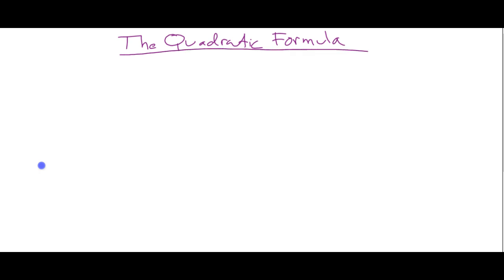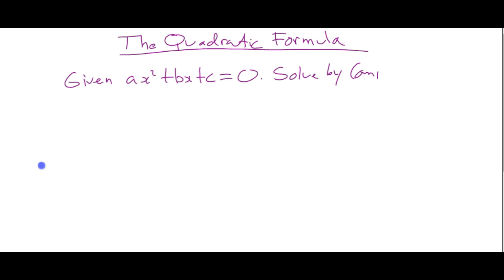Okay, so you've done some completing the square. You should have done enough to realize that, wow, this method is kind of cumbersome, right? Like, there must be a better way. And so at some point somebody said, what if we try and solve, given ax squared plus bx plus c equals 0, by completing the square.